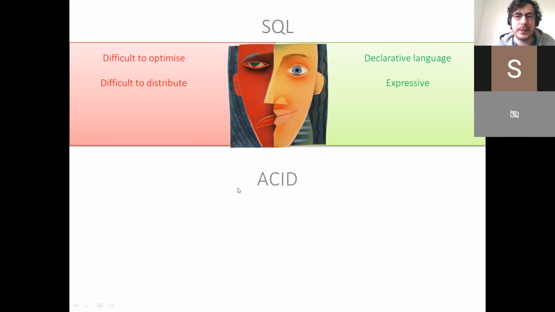The other thing we associate with relational databases that you might remember are these ACID guarantees to do with transactions.